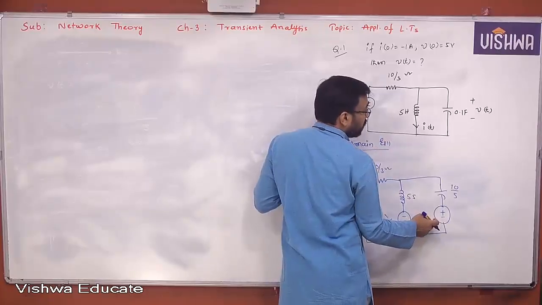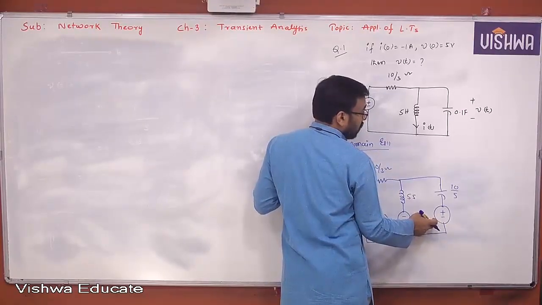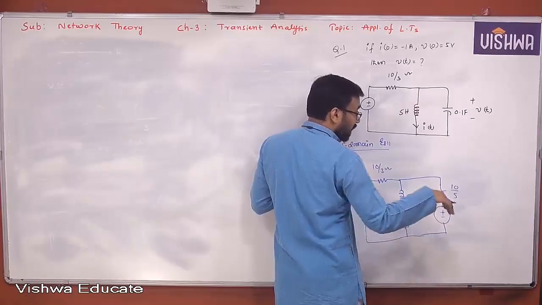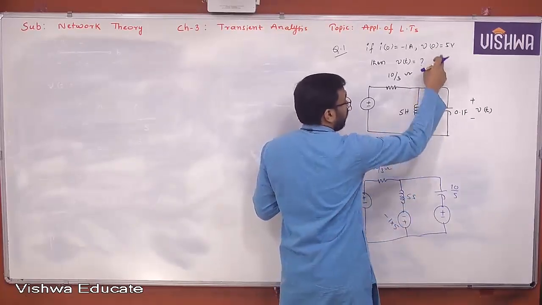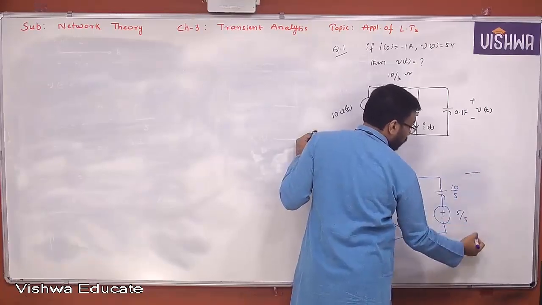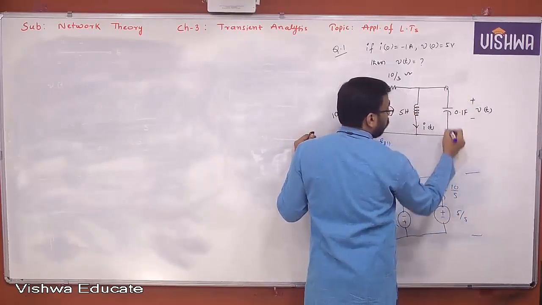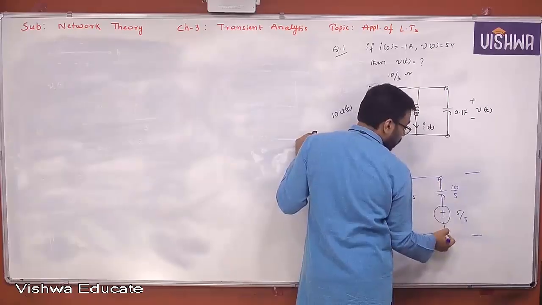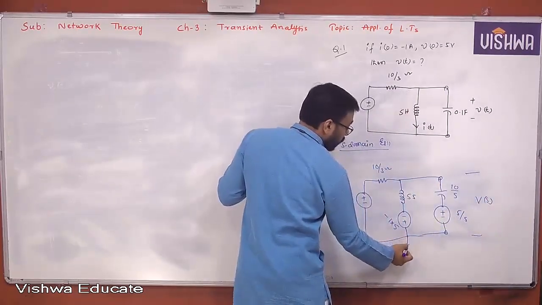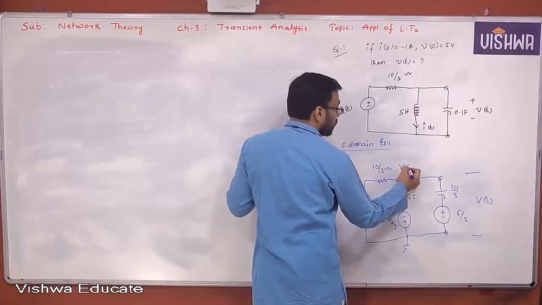What about this? VC of 0 minus by S. What is VC of 0 minus? 5. So 5 by S. Okay. And this is what actually, because this is V of t, therefore this is V of S. That's it. That means if you take this one 0, this is going to be V of S.